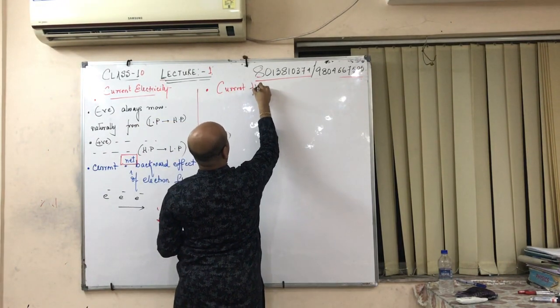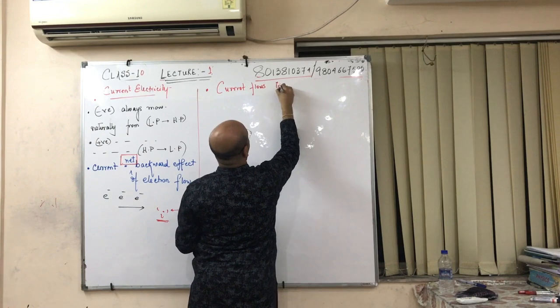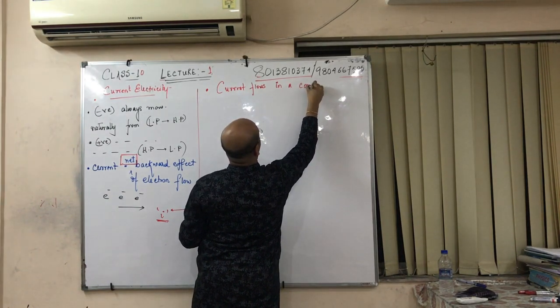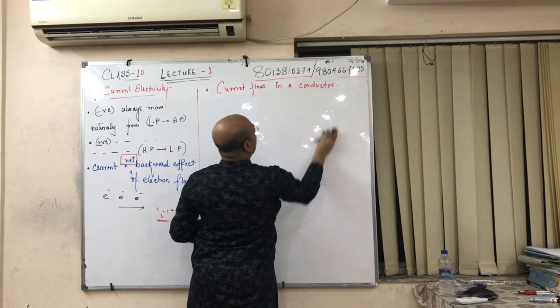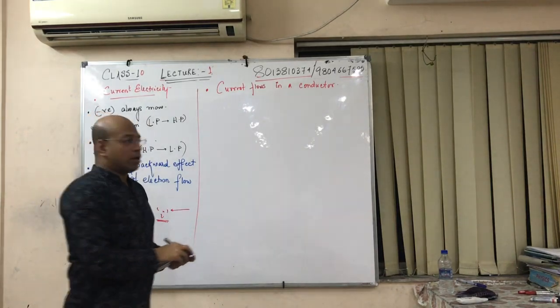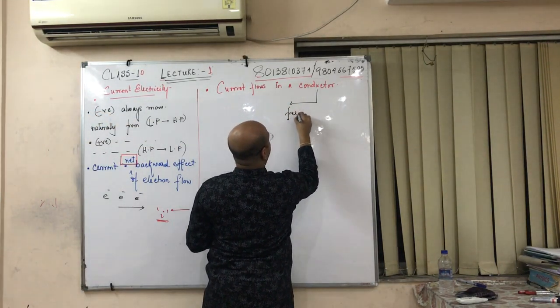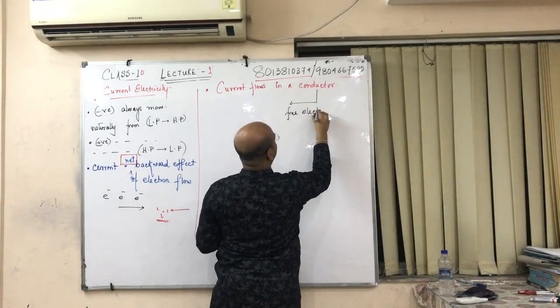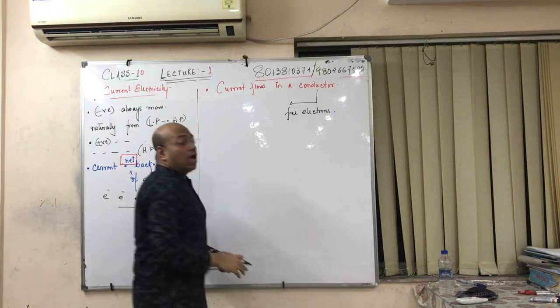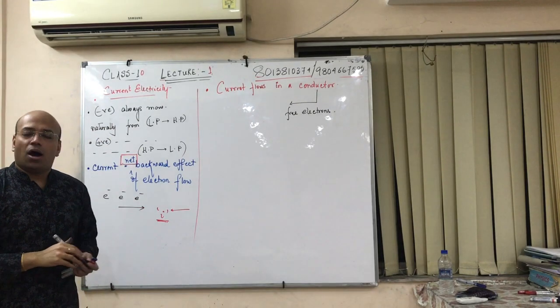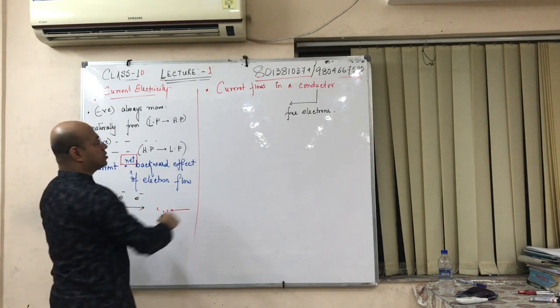Current flows in a wire? No, current flows in a conductor. What does this conductor have? Conductor has ample free electrons.